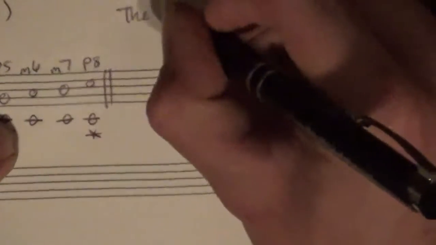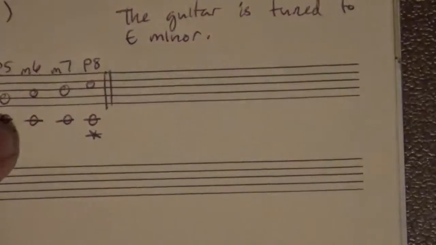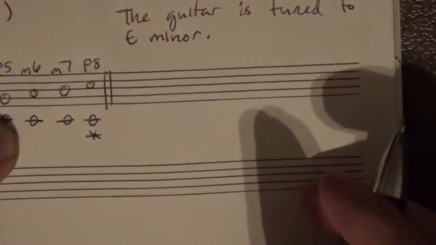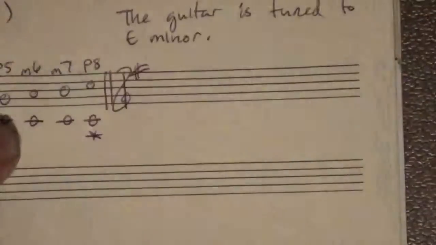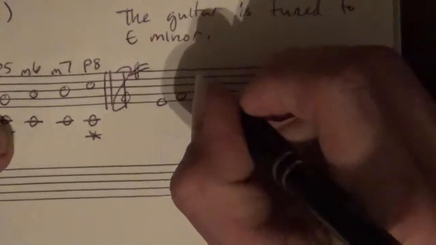So moving away from the C major scale, we're going to talk about the E minor scale, mainly because the guitar of today is built around this scale. All the notes of the open strings are inside of the E minor scale. The only difference between C major and E minor is the F sharp.